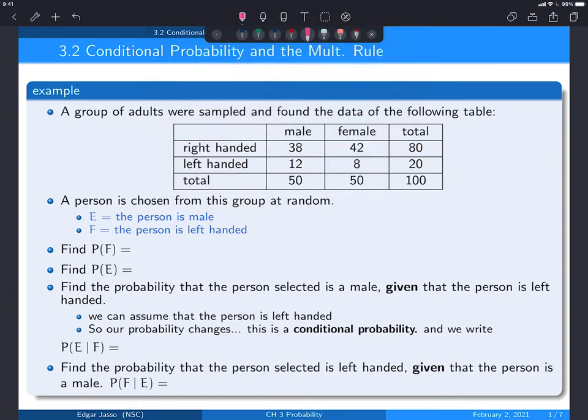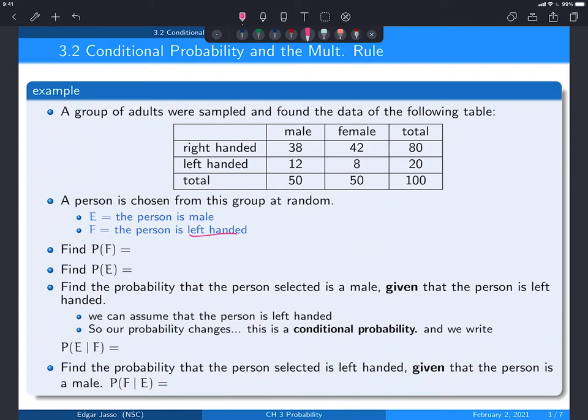Sometimes we might omit the totals, so you have to be careful about that. Okay, so in this question it says a person is chosen from this group at random. The event E is the person selected is male. F, the person selected is left-handed. Let's see, what's the probability that you selected F, a left-handed person?